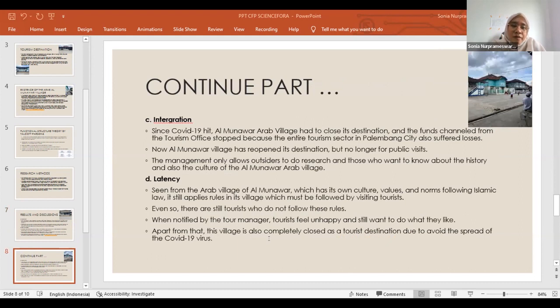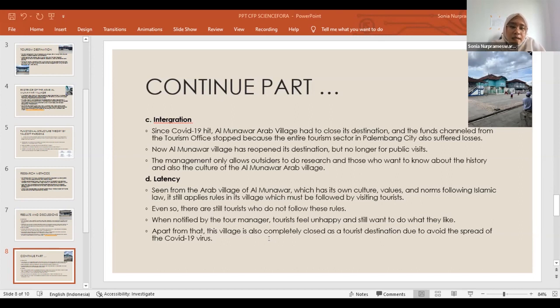Third, integration. Since COVID-19 hit, Al-Munawar Arab village had to close its destination, and the funds channeled from the tourism office stopped because the entire tourism sector in Palembang city also suffered losses. Now Al-Munawar village has reopened its destination but no longer for public visits. So the management only allows outsiders to do research, and those who want to know about the history and also the culture of the Al-Munawar Arab village.